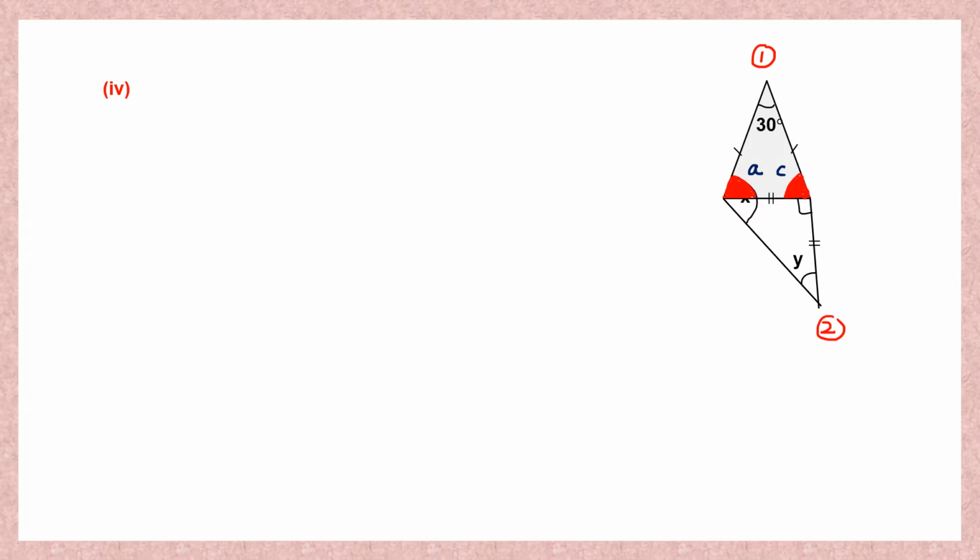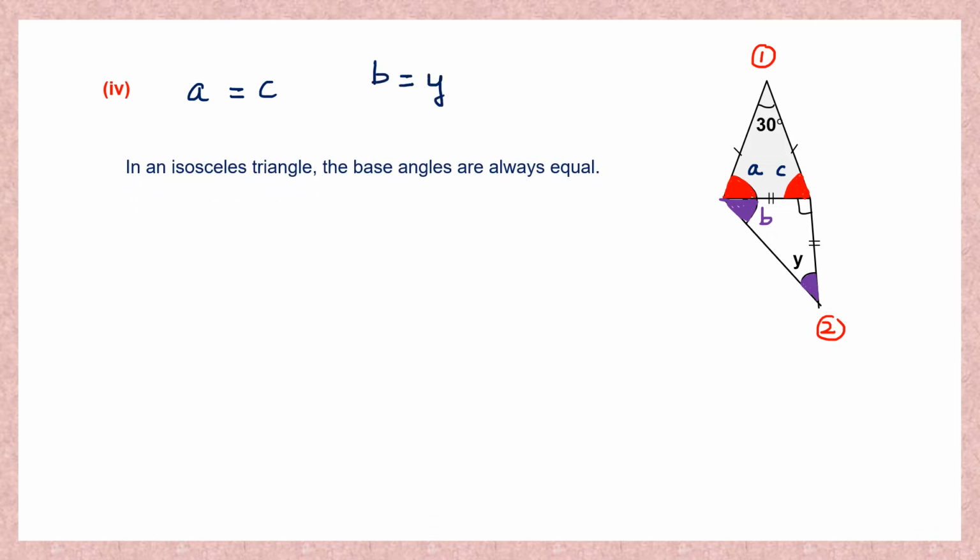In triangle 1, A and C are equal because they are base angles. So we can write that A is equal to C. Similarly, in triangle 2, angles B and Y are equal because they are base angles. Angle B is equal to angle Y. What is the property? The base angles are always equal.